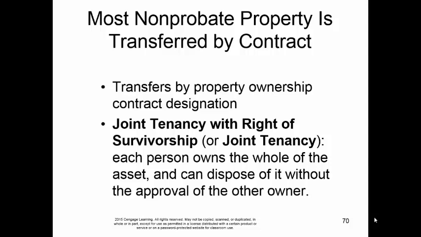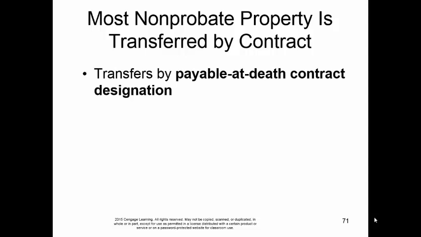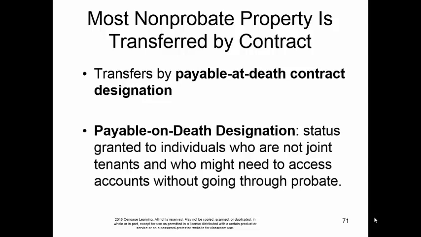But if you add them to the title for that property, it could be a home, it could be a vehicle, it could be any number of items like that. There are also transfers by payable on death contract designation. This status is granted to individuals who are not joint tenants, who might need access to accounts and so forth without going through probate. You can do this with bank accounts, or you can simply put that individual's name on the account.